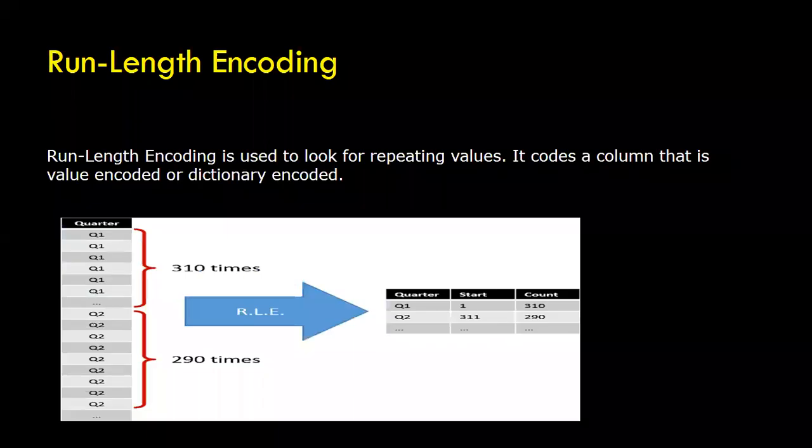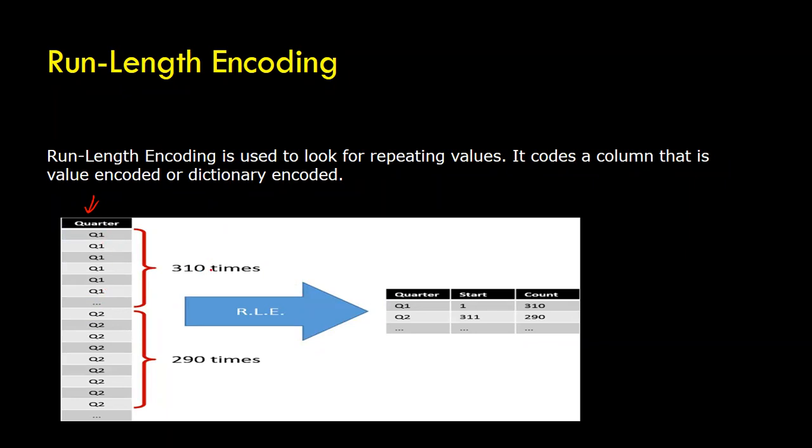So in this case, this is my column quarter. How many occurrences are there for Q1? 310 times the Q1 value got repeated, and then the Q2 value got repeated 290 times. So what happens is it creates that run length encoding. It transforms this data into an RLE encoded form like this. So for Q1, it will create something like that: the quarter is Q1, where it starts with 1, and then the number of occurrences is 310.